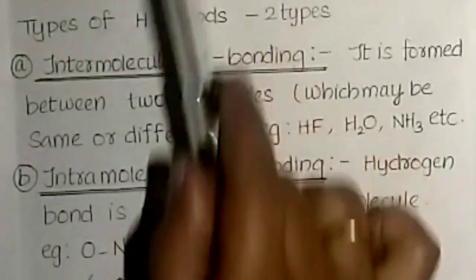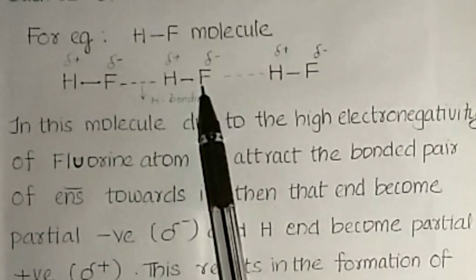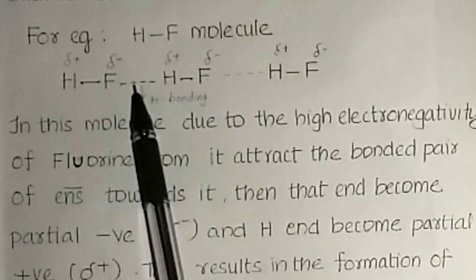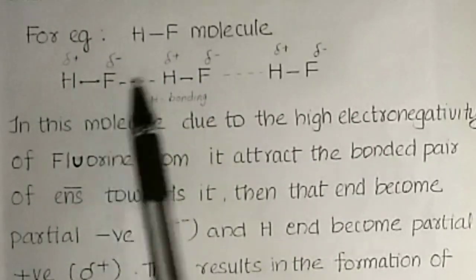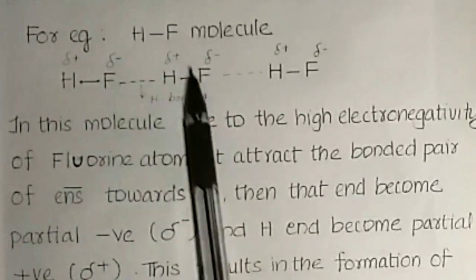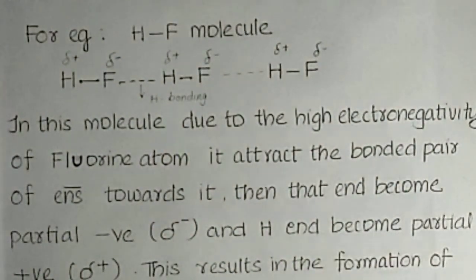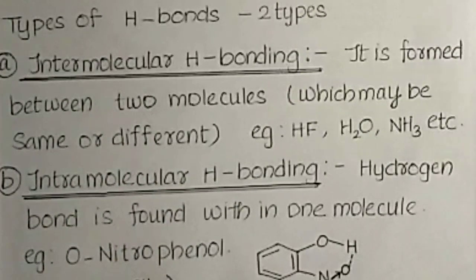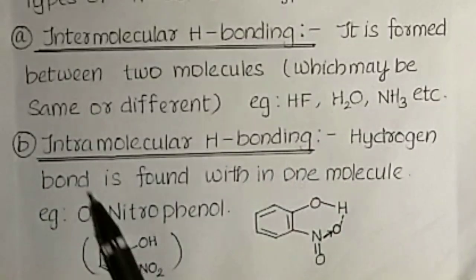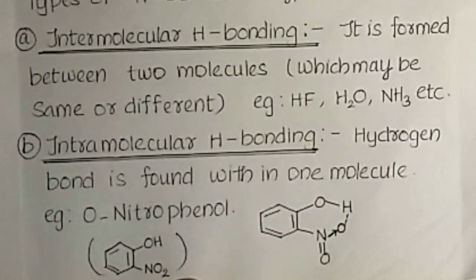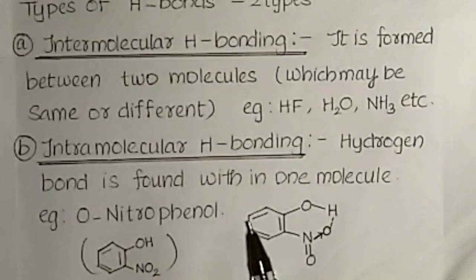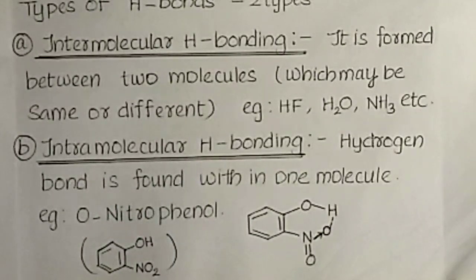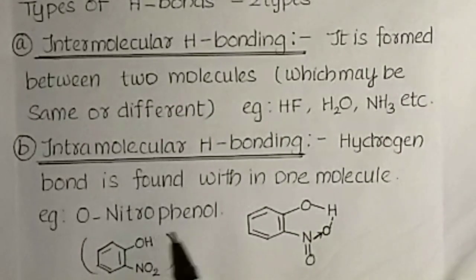Similarly, in the case of HF, different HF molecules we consider, then between them hydrogen bonding is present, and the molecules may be the same or different. Here, between the same HF molecules, hydrogen bonding is present, and it is known as intermolecular hydrogen bonding. The next one is intramolecular hydrogen bonding. That is, hydrogen bonding present within the molecule is known as intramolecular hydrogen bonding. Example: orthonitrophenol.